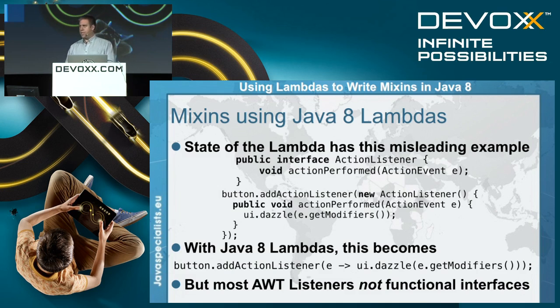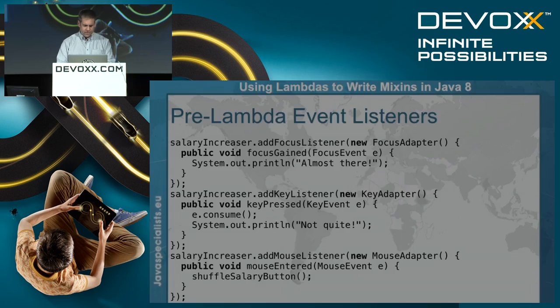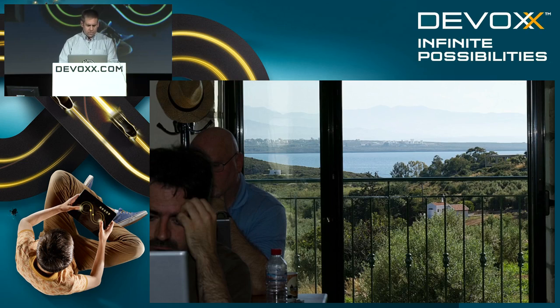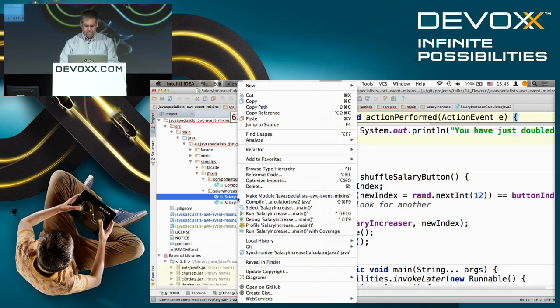And what we would do in the past, those of you who are old enough to remember this, if you're working with Swing, you would say something like salary increaser dot add focus listener. Let me show you this little code. I think you'll like it. All the code that I'm going to show you now, I've actually got available on a GitHub repository. So if you're interested to try it out, you're welcome to do that.